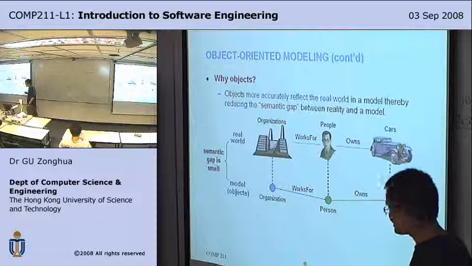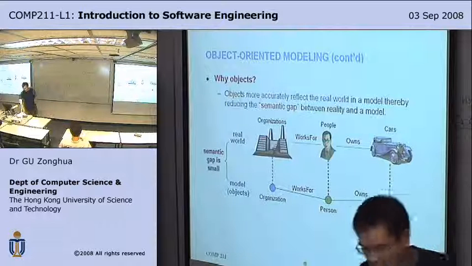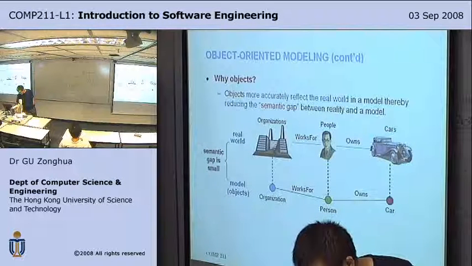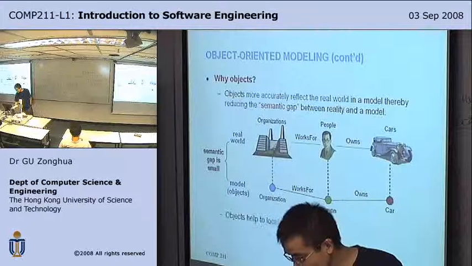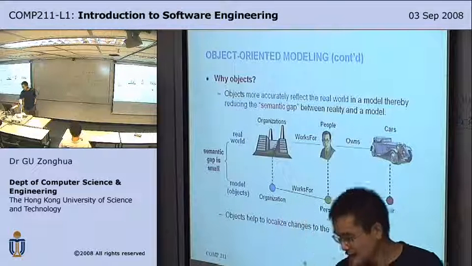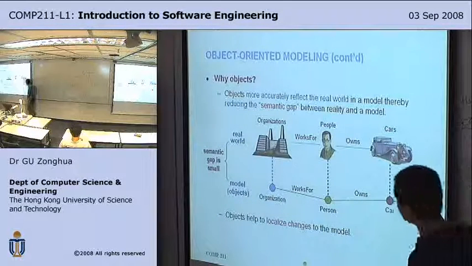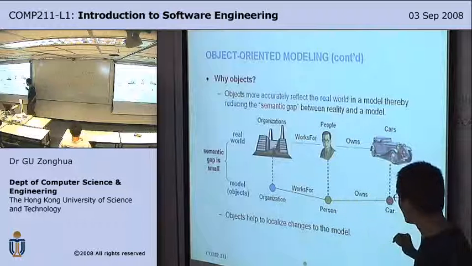So you can see it's very intuitive. By using objects to model the real world, you have a direct correspondence between the model and the real world.